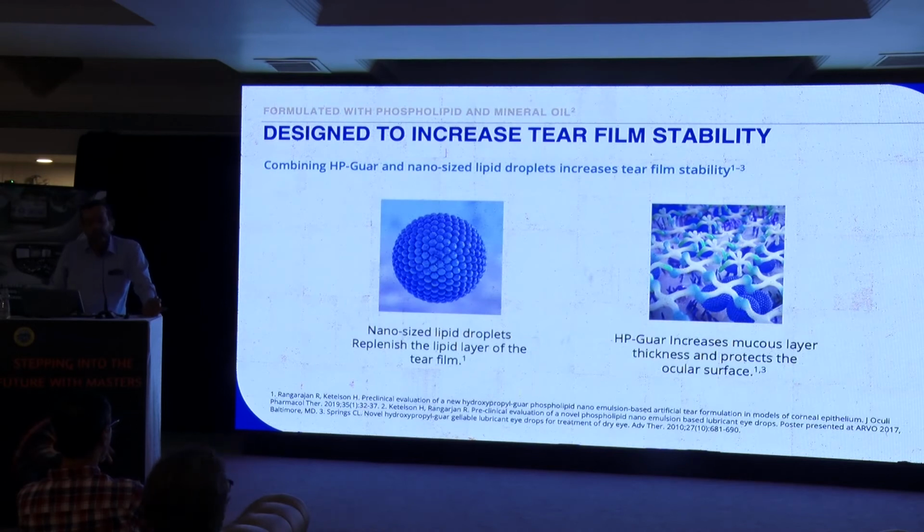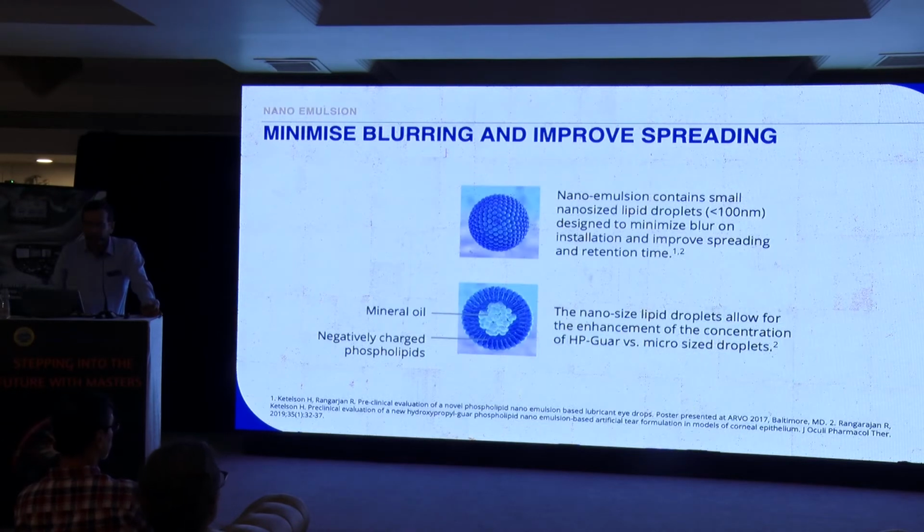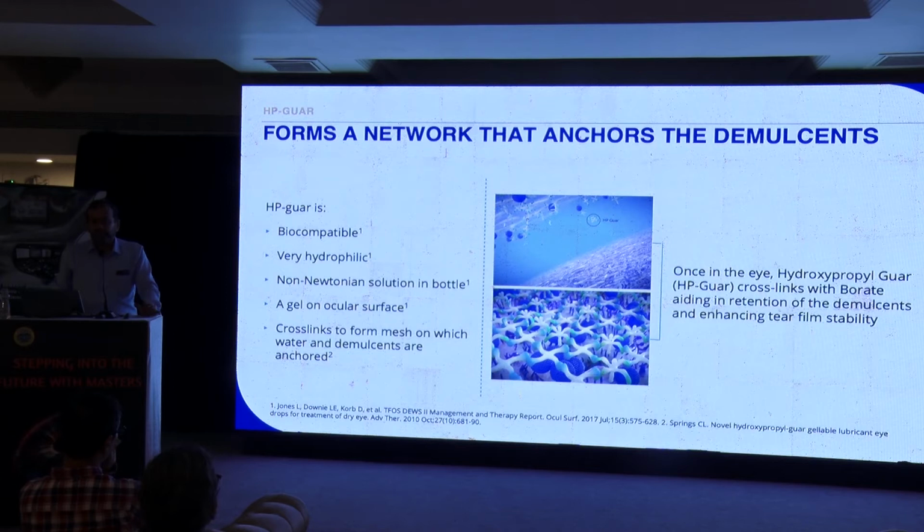Now the lipid in Systane Complete is given in the form of nanosized lipid droplets, which replenish the lipid layer of the tear film. HP guar increases the mucus layer thickness and protects the ocular surface. Now how is this lipid different from the lipid in the paraffin wax ointments? Basically this does not give rise to blurring because these are nano emulsions. The particle size of these lipid droplets is just 100 nanometers, and this decreases the blur. At the same time, these nanosized lipid droplets allow for enhancement of the concentration of the HP guar as compared to larger size lipid droplets.